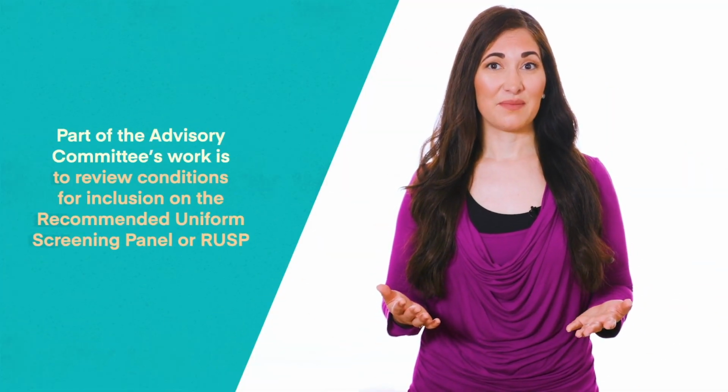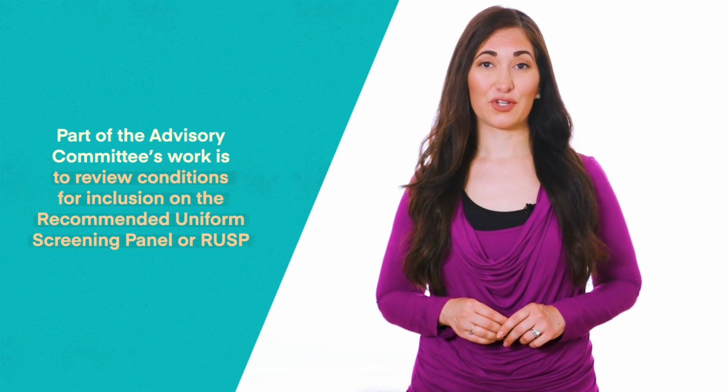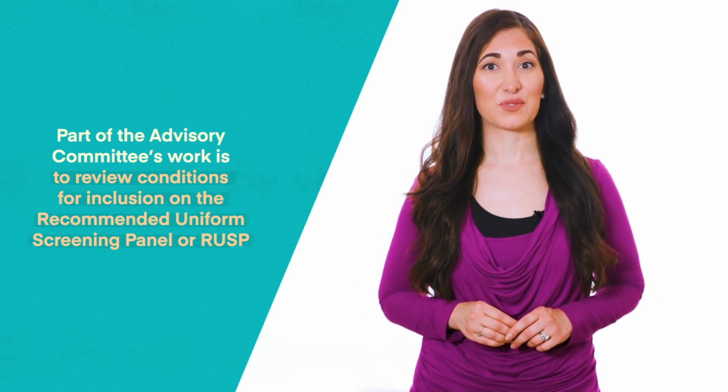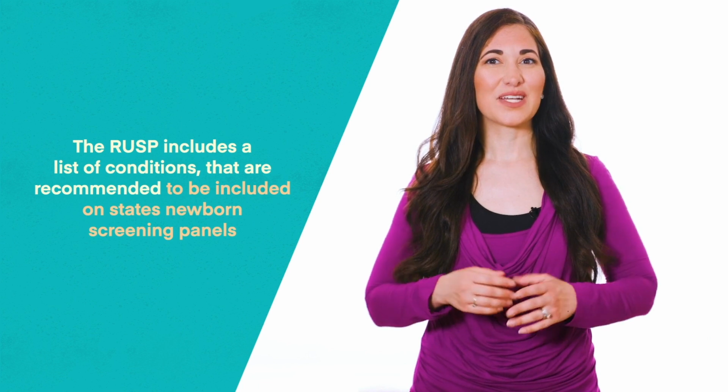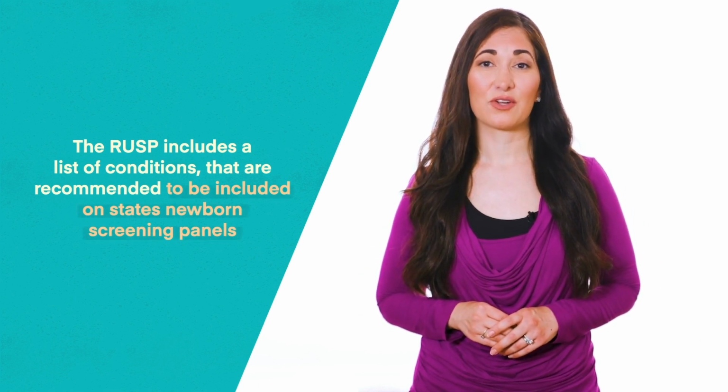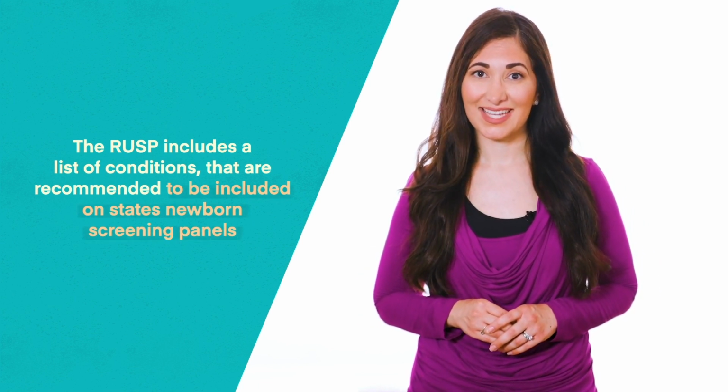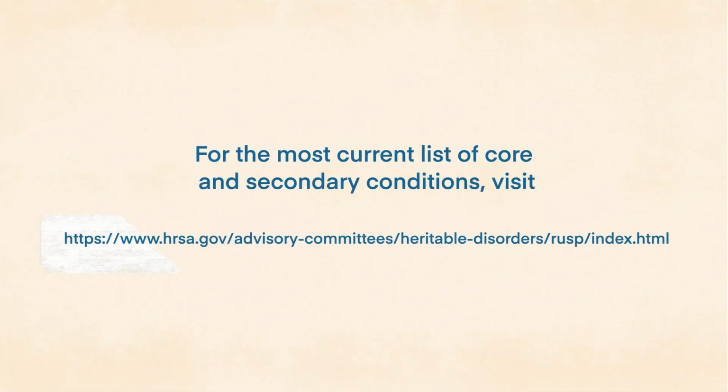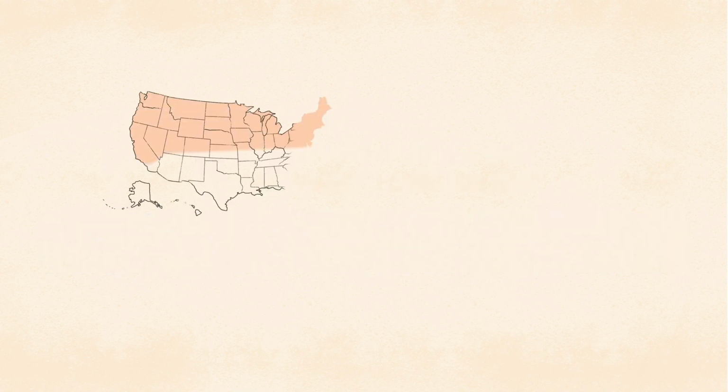Part of the advisory committee's work is to review conditions for inclusion on the Recommended Uniform Screening Panel, or RUSP. The RUSP includes a list of conditions that are recommended to be included on states' newborn screening panels. The advisory committee reviews nominations for new conditions and makes recommendations to the Secretary of Health and Human Services for additional conditions to be added to the RUSP. For the most current list of core and secondary conditions, please visit the website on your screen.